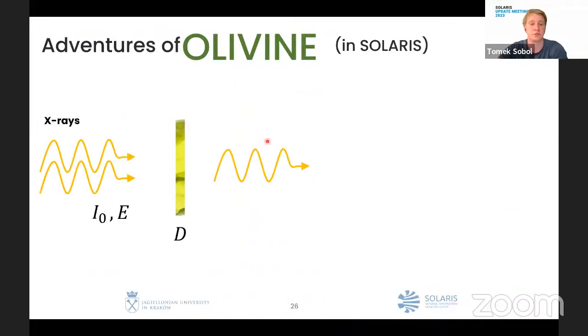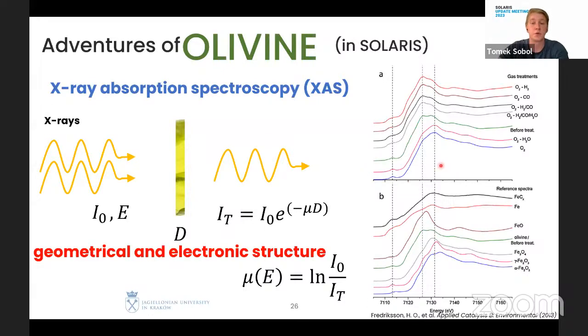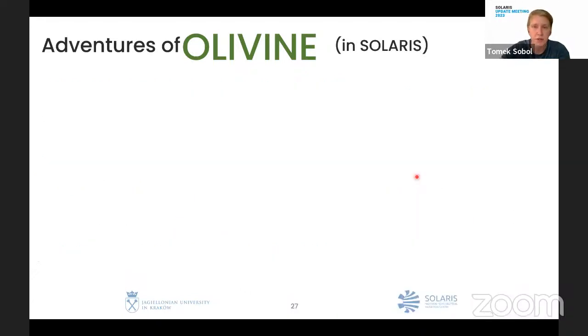Okay. So yeah, I think we finished somewhere here. So we can analyze this absorption spectra, and what information can we get after this analysis? We can get information about the geometrical and electronic structure of our sample. So that means we can get information about the chemistry, and also, if we know that some element is inside our sample, we can say something about what is really happening around this element, so something about the geometry of our sample. Okay, so this is one way that we can measure our olivine.